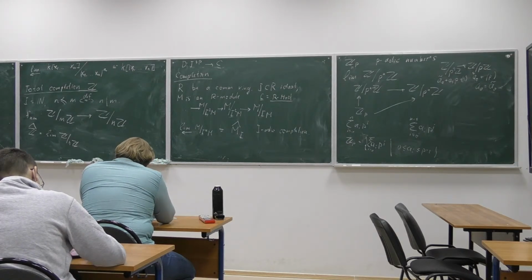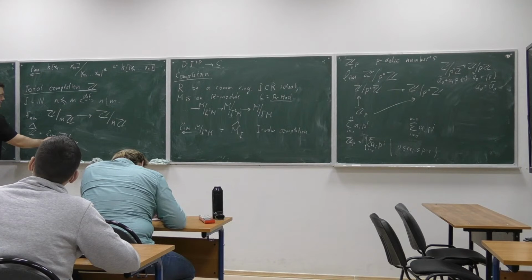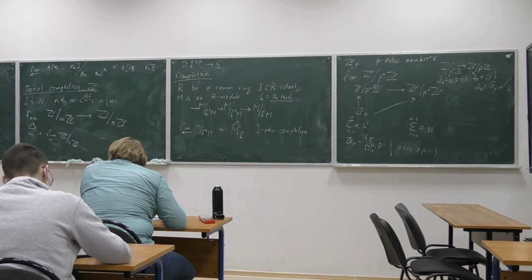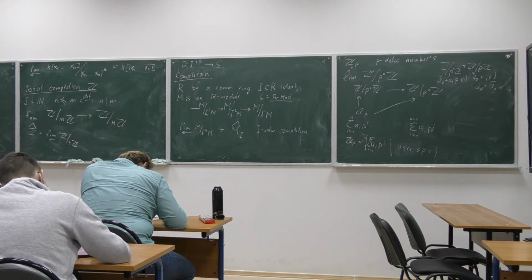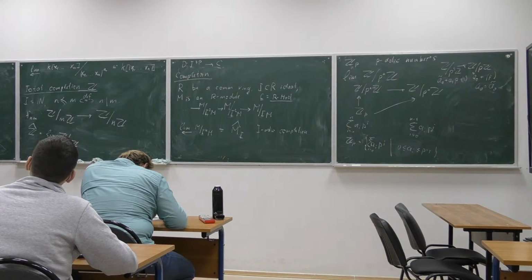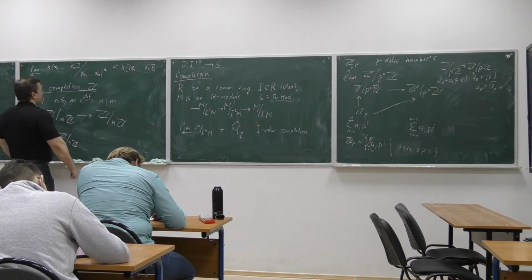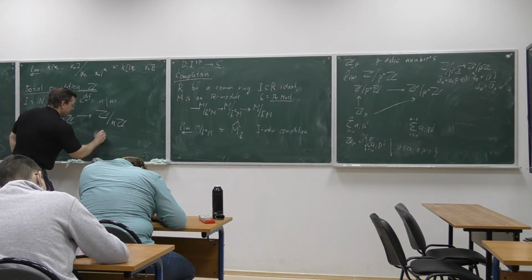It's directed, so the arrow would be... Yeah, but from the point of view of general limits, this is just the limit, and if you want to keep this arrow, well, you can draw the arrow. It's still a limit, so the arrow goes in the same direction. Okay, so this is called the total completion of Z, and sometimes these are called profinite integers, I guess.